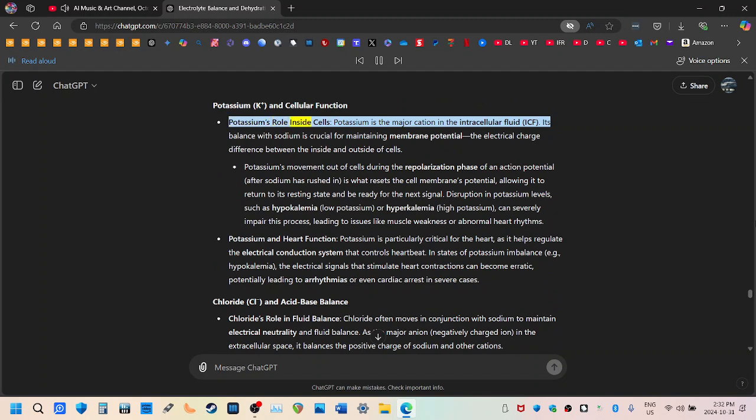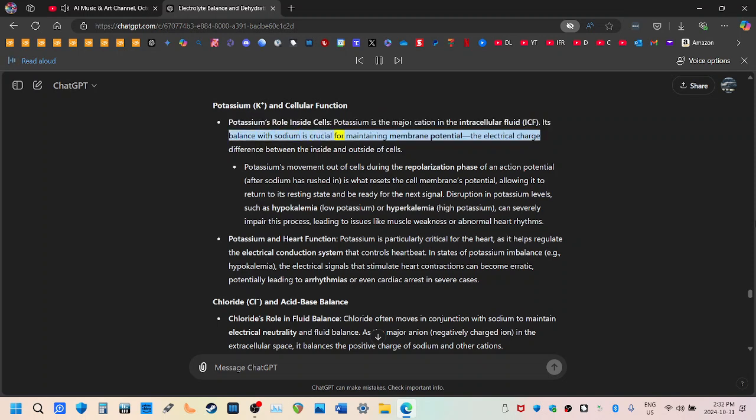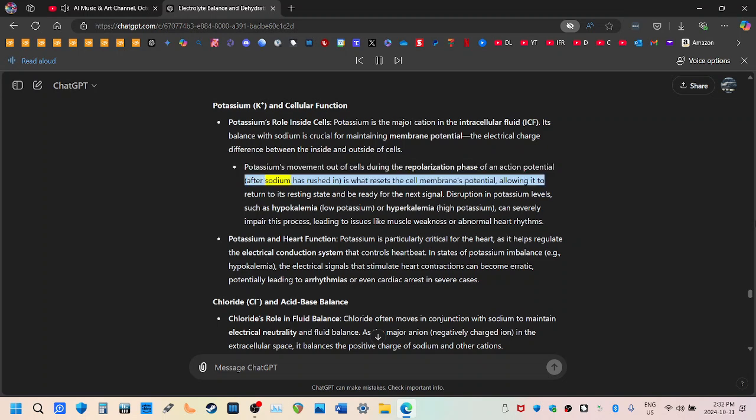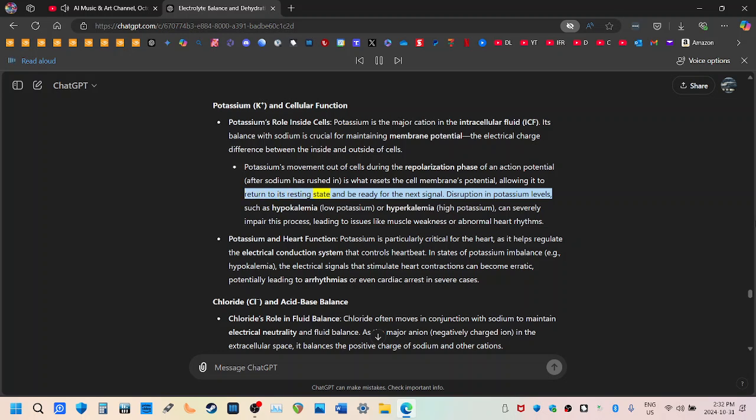Potassium's role inside cells. Potassium is the major cation in the intracellular fluid, ICF. Its balance with sodium is crucial for maintaining membrane potential, the electrical charge difference between the inside and outside of cells. Potassium's movement out of cells during the repolarization phase of an action potential, after sodium has rushed in, is what resets the cell membrane's potential, allowing it to return to its resting state and be ready for the next signal.